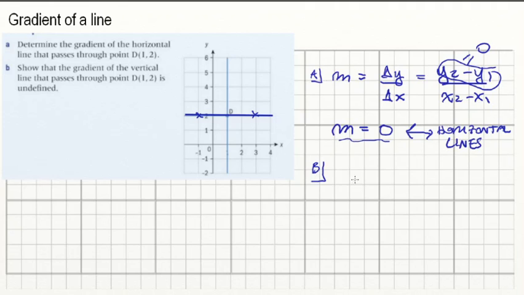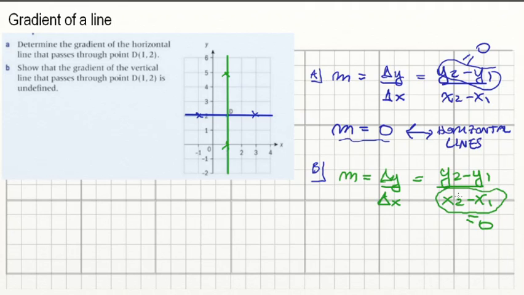Now, let's go for the second one. Show that the gradient of the vertical line, which is this one here, that passes through point D, 1, 2, is undefined. So again, we can apply our formula for the gradient, which is delta y over delta x, or y2 minus y1 over x2 minus x1. Now in this case, y changes. If I get this point, 1 to the right and 0 units up, and any other point, my x is still the same and y has changed. So in this case, x2 minus x1 is 0.